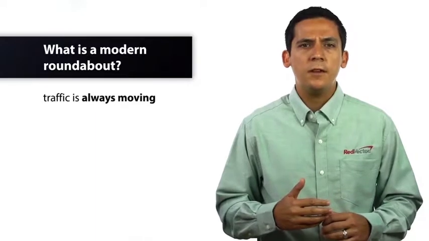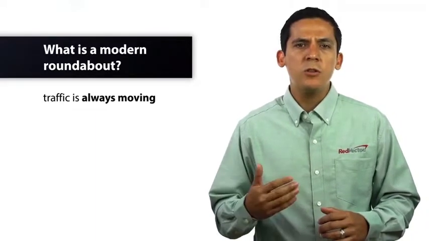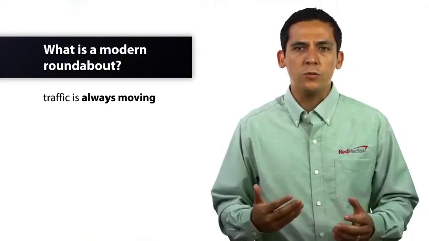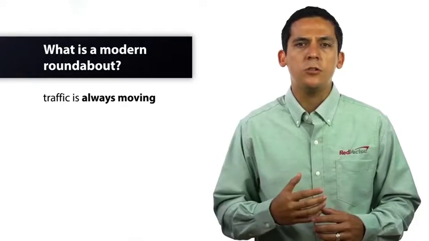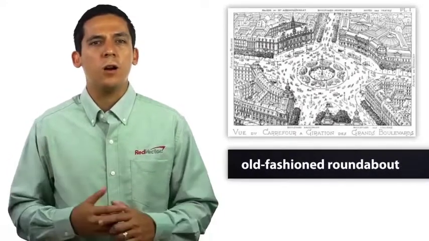Secondly, the traffic in the circle is always moving. Thus, incoming traffic has to wait for a gap. Because the traffic in the circle is always moving, this is one of the key operational benefits of a modern roundabout. So what is an old-fashioned roundabout?